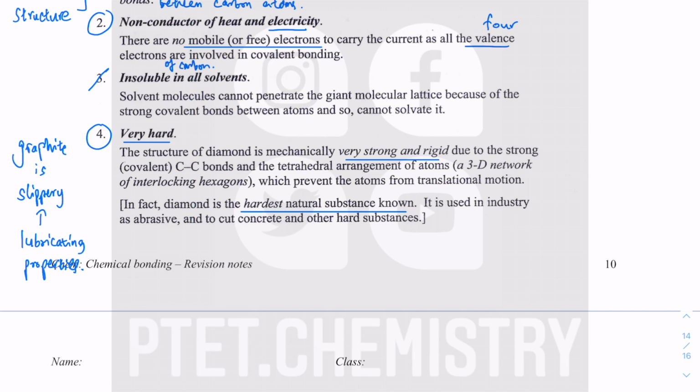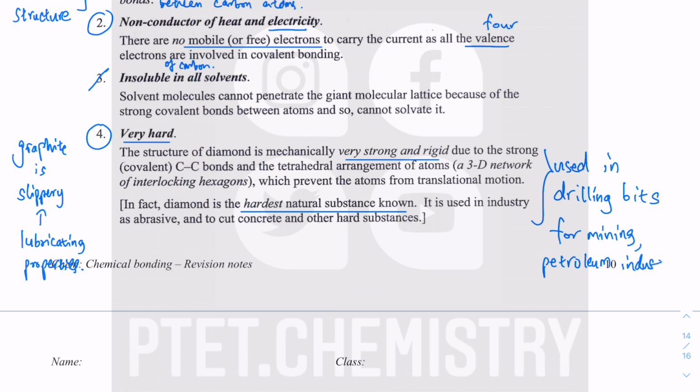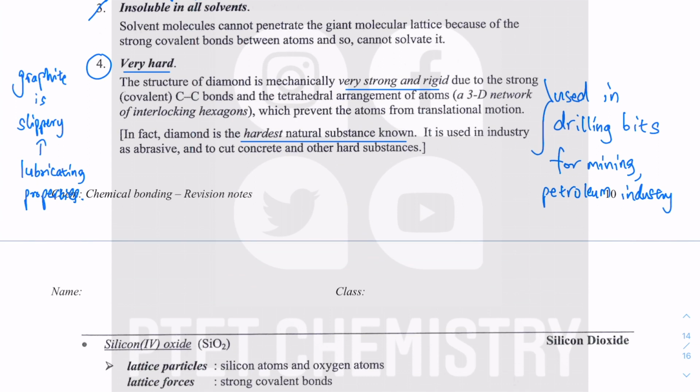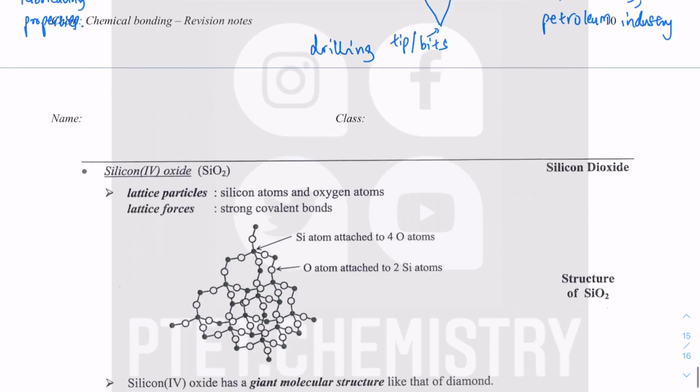It's one of the hardest natural substances known, and therefore we use it in drilling bits. Okay. So drilling bits are important for mining, for the petroleum industry, oil and gas industry, which our country definitely depends on. So a lot of those things, when you drill into the ground, you will have something like this, and then that tip there will be made of diamond. Because it's very hard, you just keep on piercing into the ground, into the very hard rock underground.